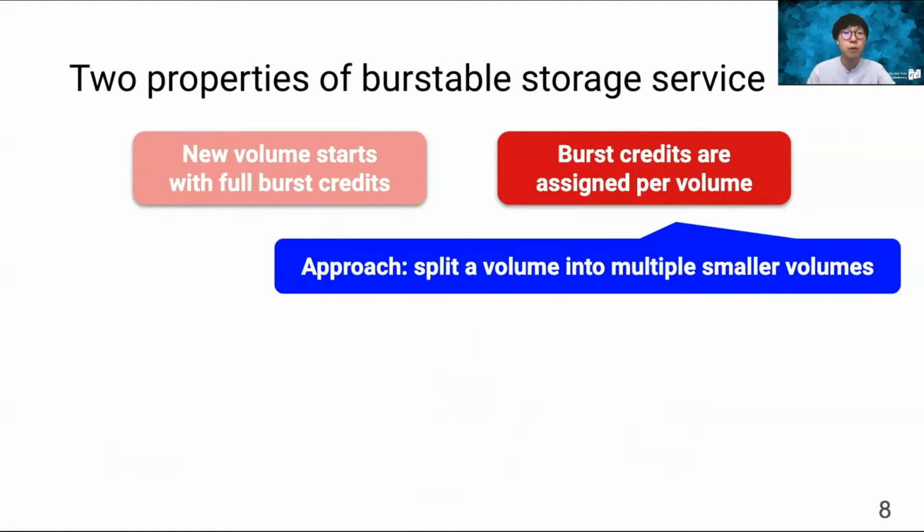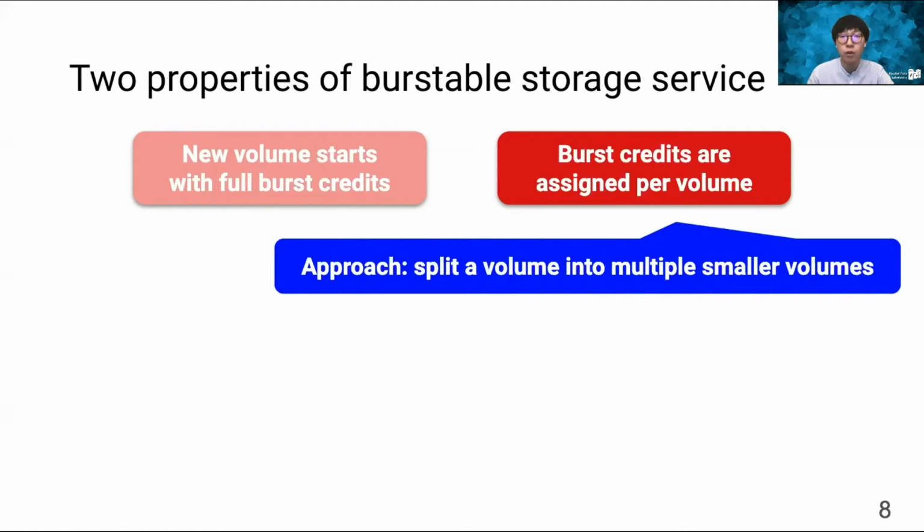The next interesting property is that the burst credits are assigned per volume, and every burstable volume can burst up to the same level of performance regardless of the volume capacity. In contrast, price and baseline performance are proportional to the provisioned volume capacity gigabyte.